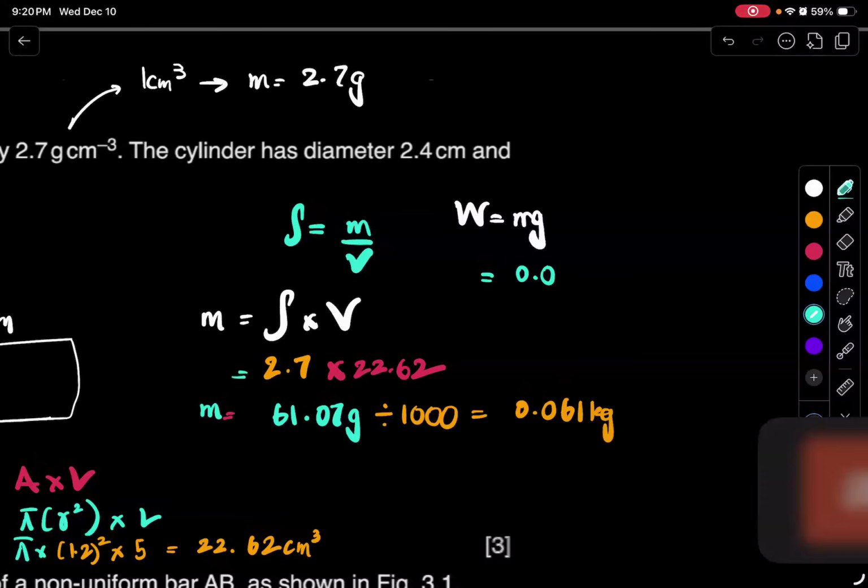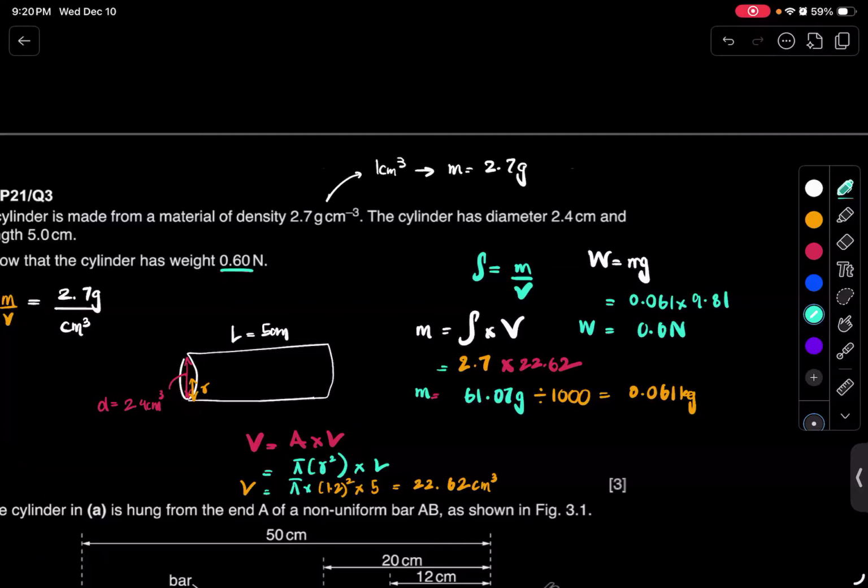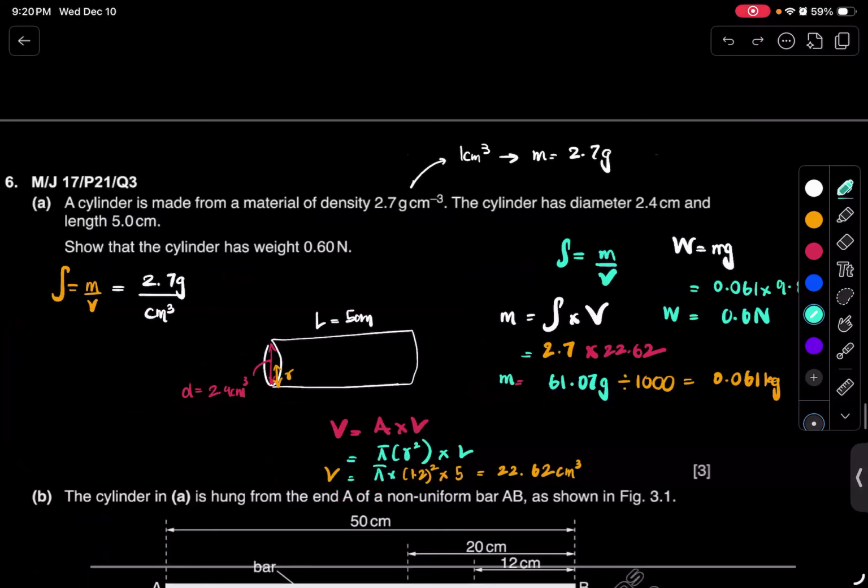Okay, yes. Now I can multiply 0.061 by 9.81. And when I multiply that by 9.81, hopefully I'll get the answer, which is 0.6 newtons. And hence proven that it has a weight of 0.6 newtons, right? So you just have to be smart about the formula and connect the ideas.